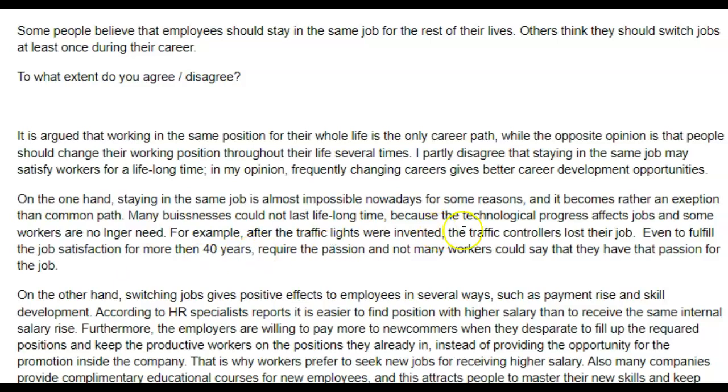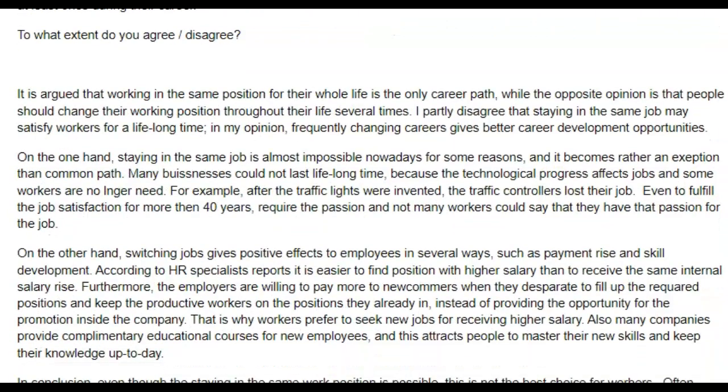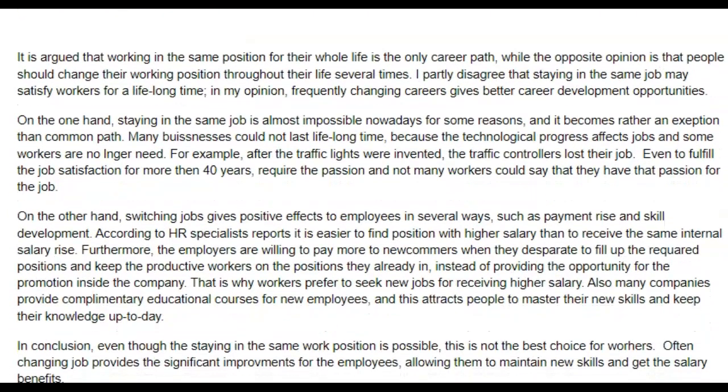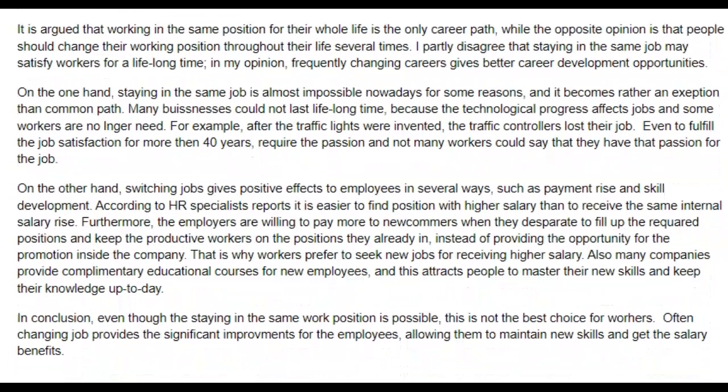Because you said that there are some reasons. You said that technological progress or workers are not needed. And then here you've got this idea about passion, but then you don't go into any detail about it. You don't explore it. Maybe you should have, okay? Because you left it kind of just unexplored, okay? Okay. On the other hand, switching jobs gives positive effects to employees in several ways, such as payment rise. Okay.